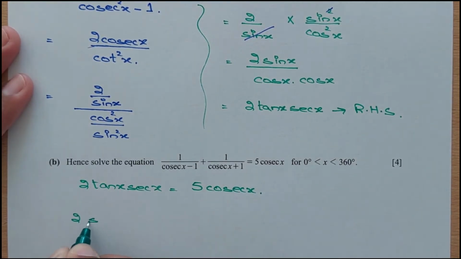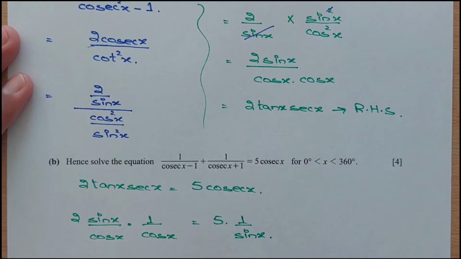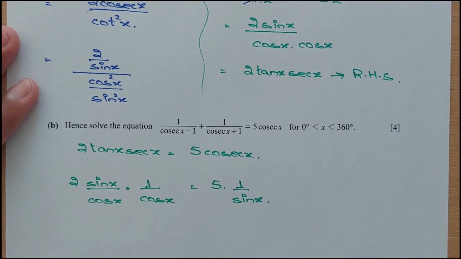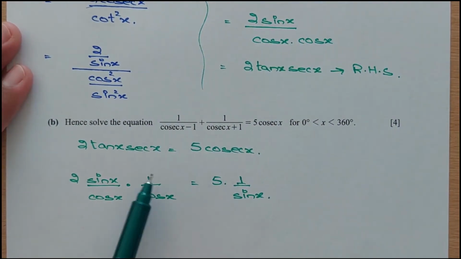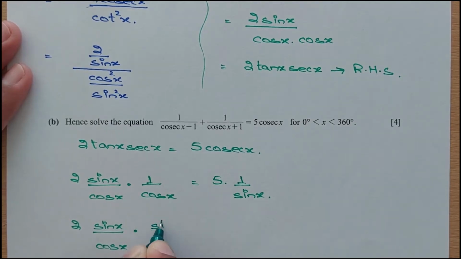So 2 tan is sine by cos. This is 1 by cos. And this is 5 into 1 by sine. Right. Okay. So if I multiply this sine over here, so we have 2, this is sine x over cos x. And this is sine x over cos x. And we have 5 on the right side.